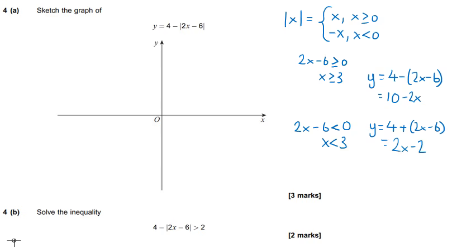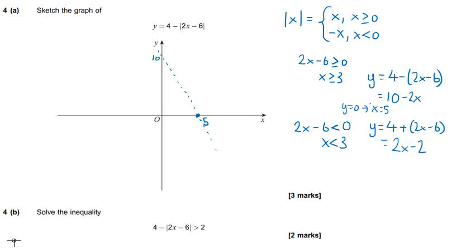So let's plot these on here. The first one, y equals 10 minus 2x, would cross the y-axis at 10, and it would cross the x-axis if we put y equals 0. We get x equals 5. So that would look like this. I'm just doing it as a dashed line for now, and you'll see why. So that's 5 there, and this would be 10.